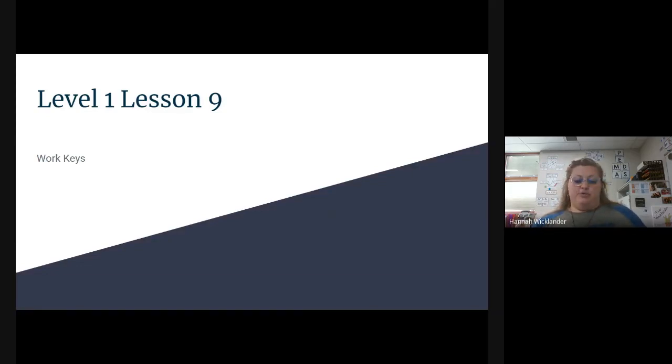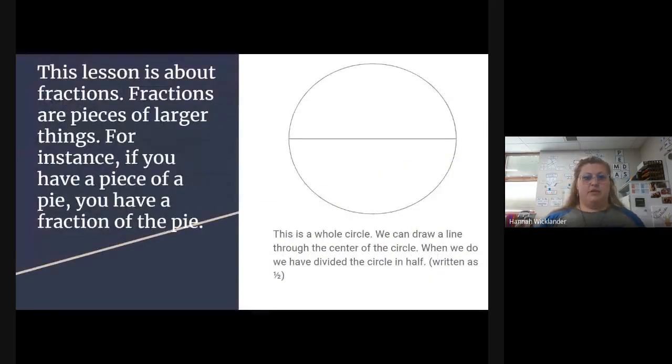So today we're going to be doing fractions. Fractions are pieces of larger things. For instance, if you have a piece of a pie, you have a fraction of the pie. If you have a piece of pizza, you have a fraction of the pizza. If you have a piece of candy bar, then you have a fraction of the candy bar. So this is a whole circle. If we draw a line through the center, we have divided the circle in half.